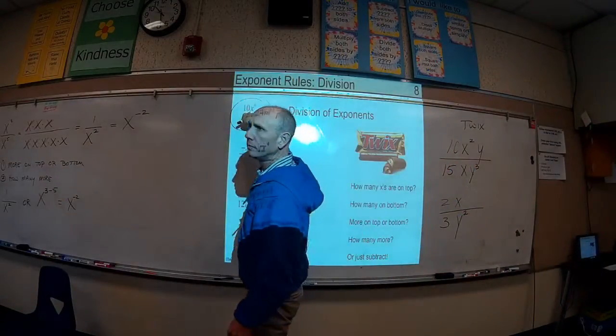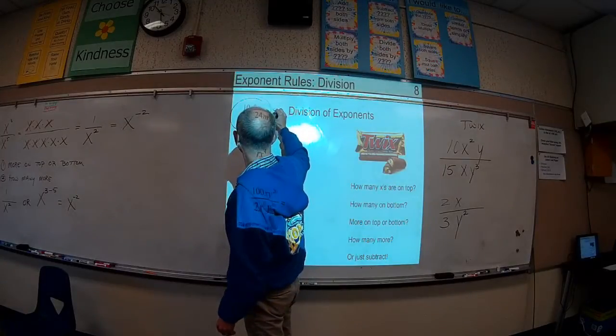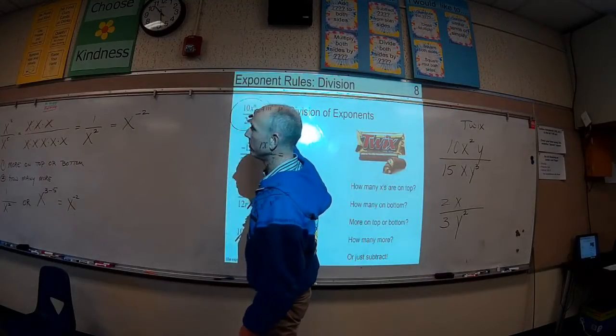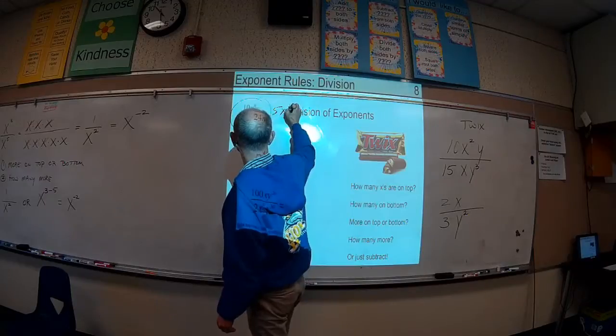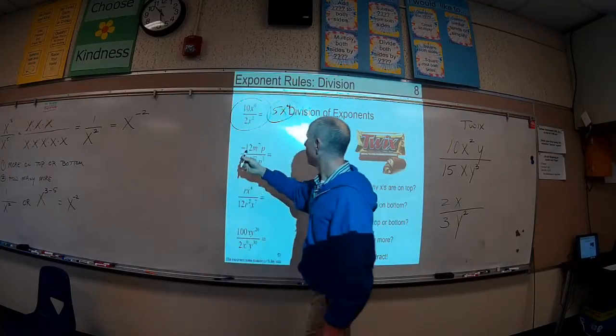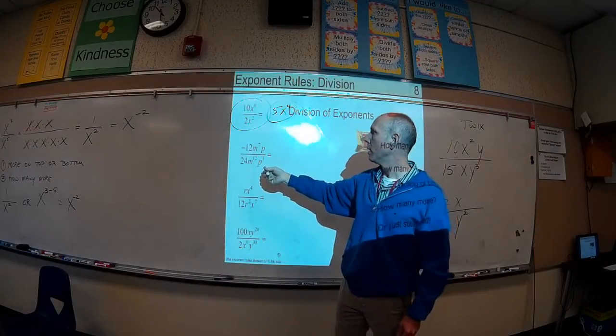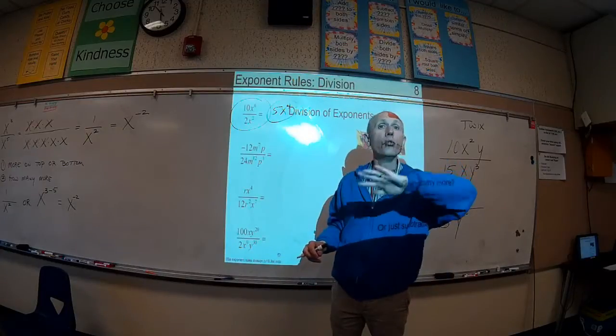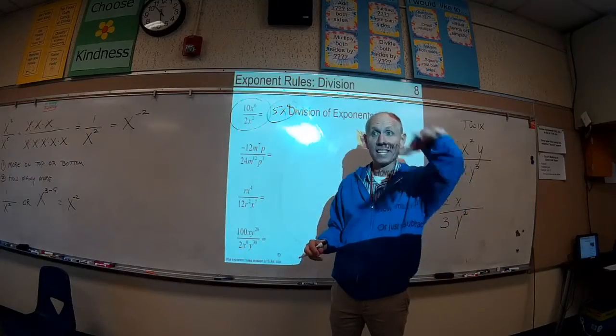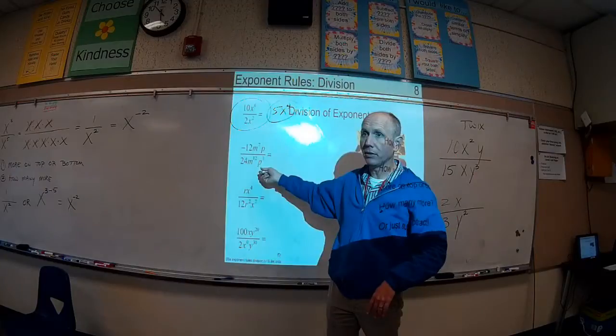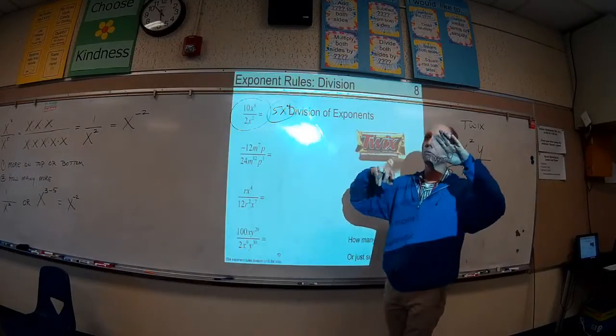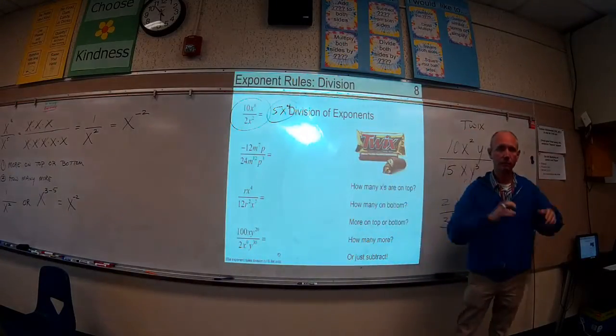What's 10 divided by 2? 5. More X's on top or bottom? How many more? 4. There's our answer. This one. No negative exponents yet. We're going to do that in the next step. Here, just simplify it down, but don't try to make things happy with IXL.